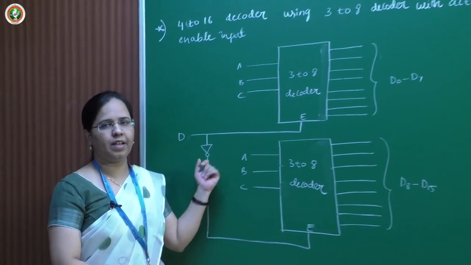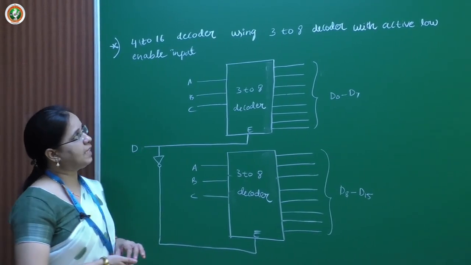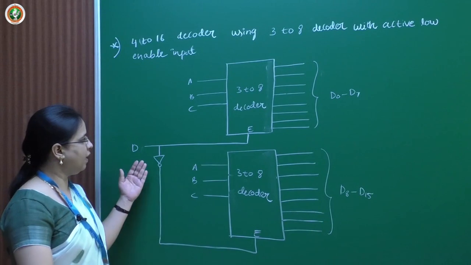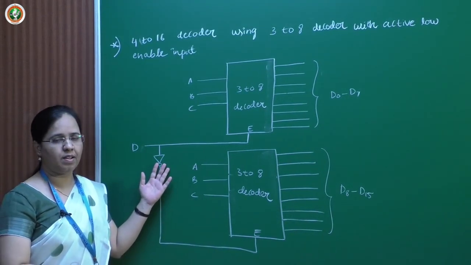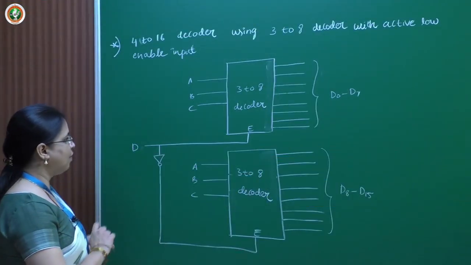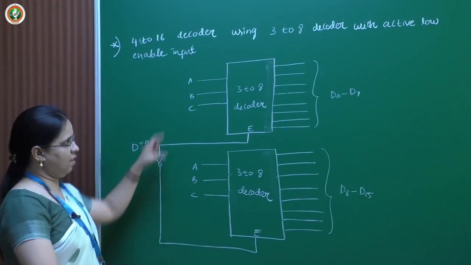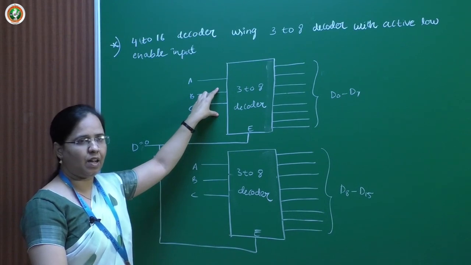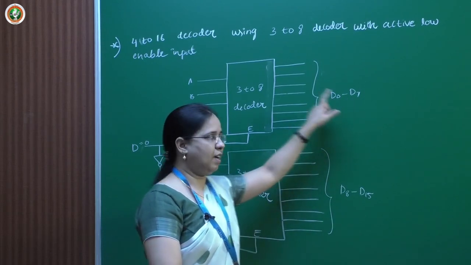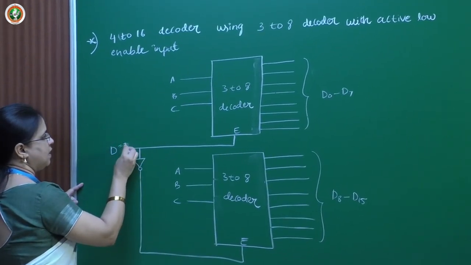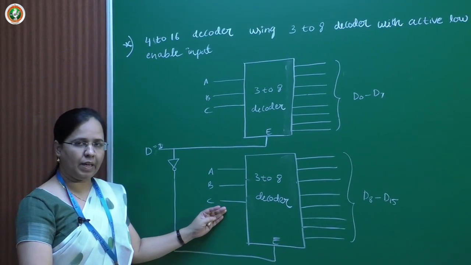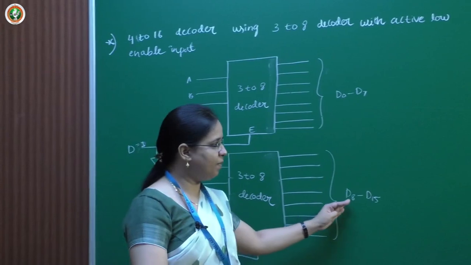In the last video we discussed how to design a 4 to 16 decoder using two 3 to 8 decoders with active low enable input, and I explained the working of this circuit. Let's have a quick revision so that you can understand the next topic easily. Whenever your D value is 0, the upper decoder will be activated, and it generates one high output from D0 to D7. Once I change the value of D from 0 to 1, the upper decoder is deactivated and the lower decoder comes into active mode, generating the outputs from D8 to D15.